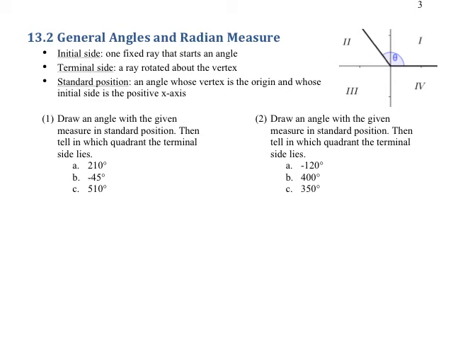Today we're going to talk about angles and how you can draw angles that are bigger than 90 degrees, bigger than 180, how you can have negative angles, what all that means. And we'll also talk about what radians are and how radians and degrees are similar but also different.